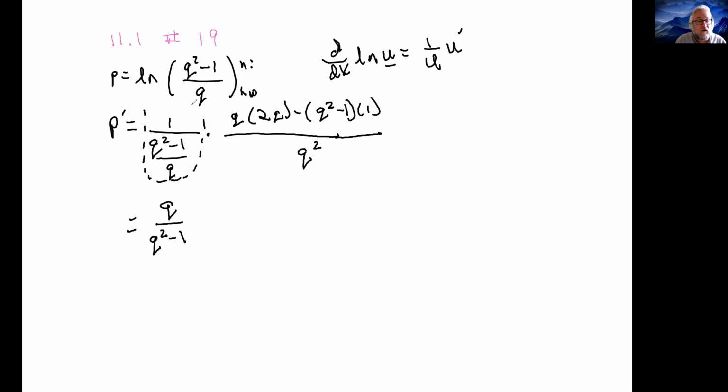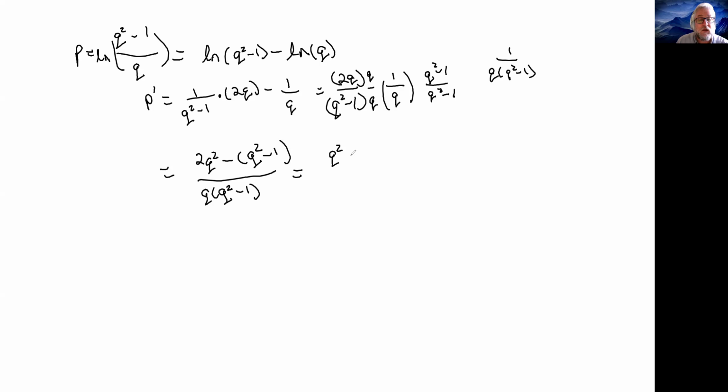Minus this thing. Hope this is looking familiar. Over Q times Q squared minus 1. So let's see, I'll distribute the minus sign. This will become negative. 2Q squared minus 1Q squared is 1Q squared, and minus times minus will make that guy positive.